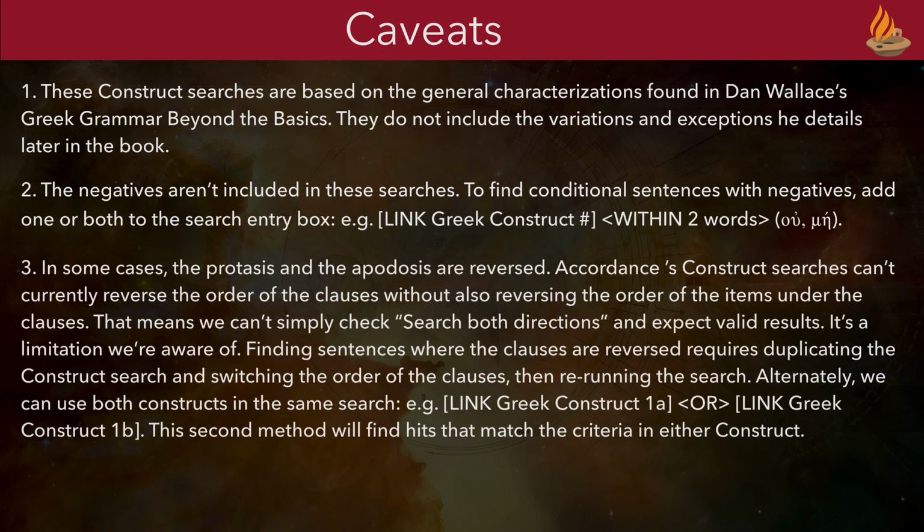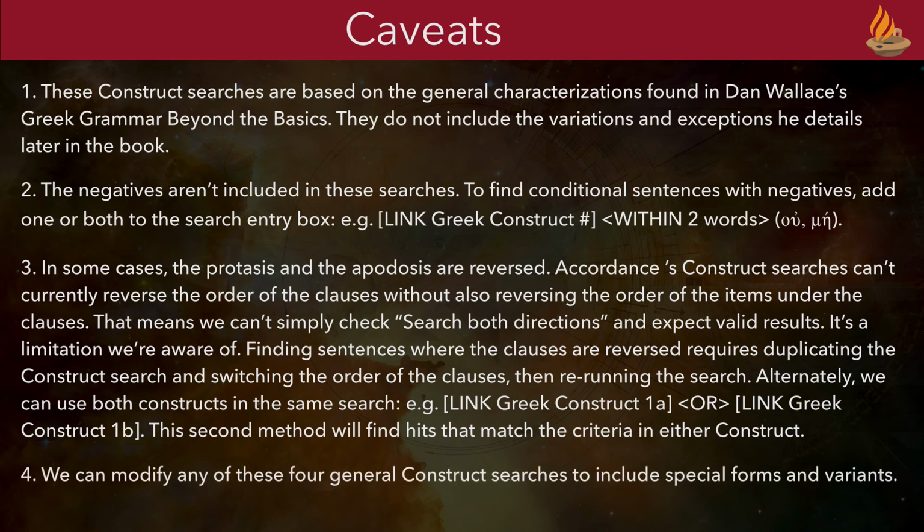Third, in some cases, the protasis and the apodosis are reversed. Accordance's construct searches can't currently reverse the order of the two clauses without also reversing the order of the items under the clauses. That means we can't simply check search both directions and expect valid results. It's a limitation we're aware of. Finding sentences where the clauses are reversed requires duplicating the construct search and switching the order of the clauses, then rerunning the search. Alternately, we can use both constructs in the same search. For example, link Greek construct 1a or link Greek construct 1b. This second method will find hits that match the criteria in either construct. Fourth, we can modify any of these four general construct searches to include special forms and variants.